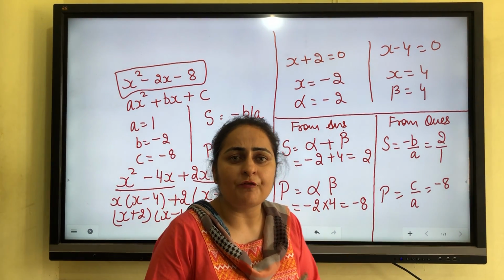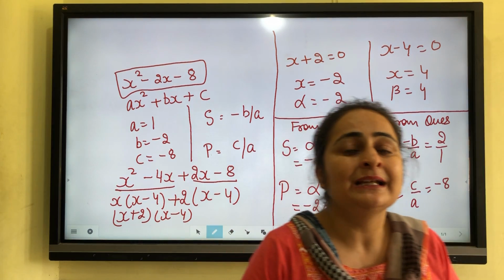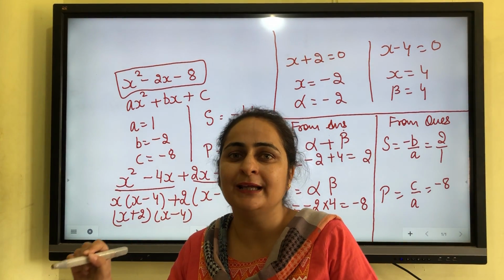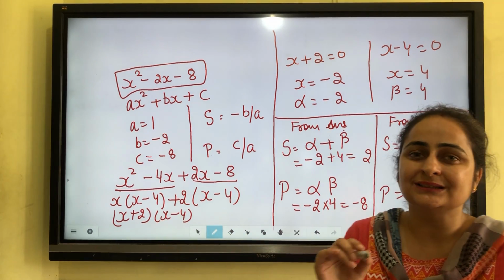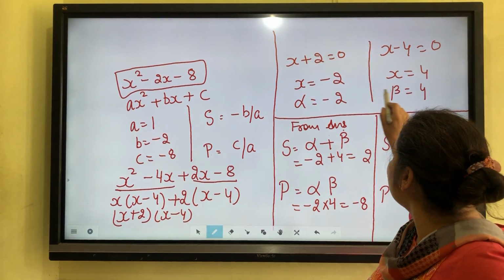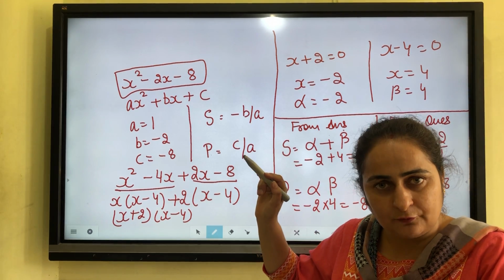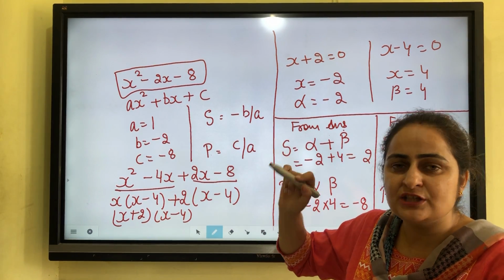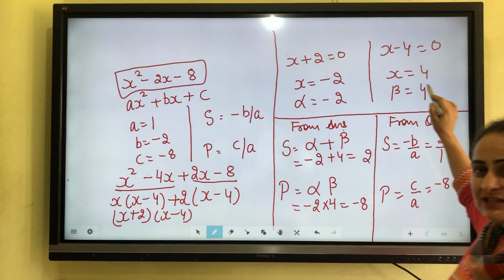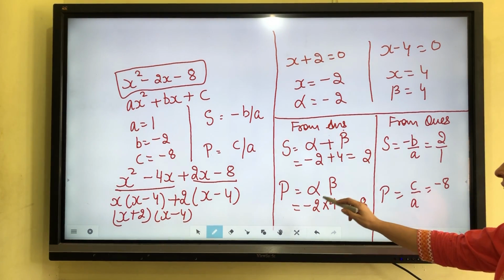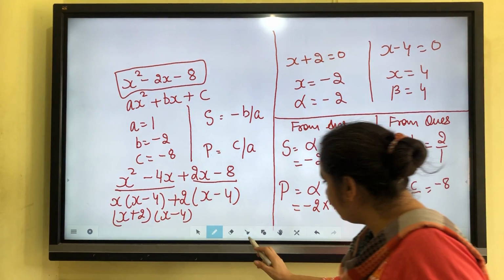If you want to find the sum of two numbers, where one zero is alpha and the second zero is beta, you know the sum of the two numbers is alpha plus beta. And if you want to find the product of two numbers, one zero is alpha and the second zero is beta, and we know the product of the two numbers is alpha multiply beta. Clear?